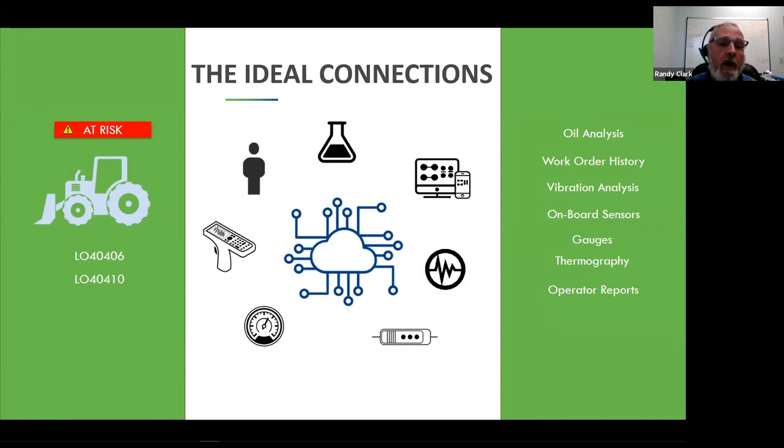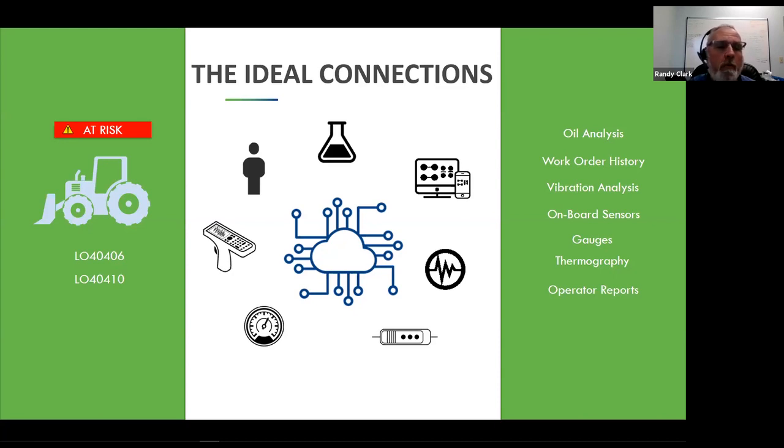On the left, I can see the unit number or asset number. LO40-406 is at risk, and LO40-410 is also at risk. If I look to the far right of the screen, I can see all the methods that I'm collecting data on, and of those methods, which ones have identified or triggered, if you will, why they are at risk.